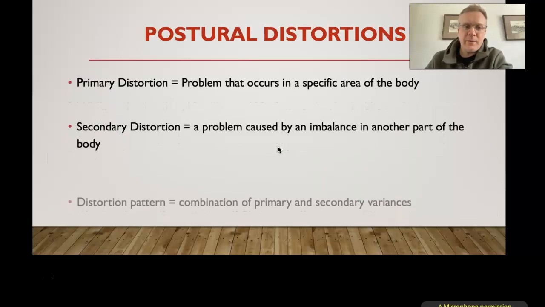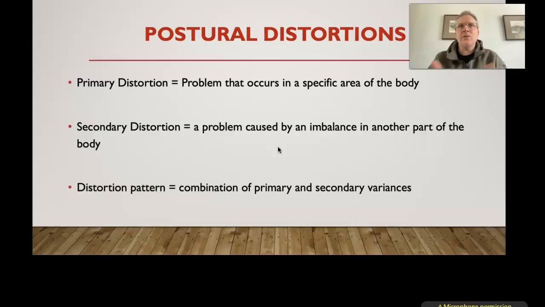And then other postural distortions we could possibly see, or what could lead to some issues associated with that. So when we're talking about postural distortions, with a primary distortion, we could see a problem that occurs at that specific area. So once again, if we have a vertebra that's hypomobile, it's not moving very much, that's that primary distortion. Maybe the secondary distortion is the problem that's caused by that primary distortion, right?